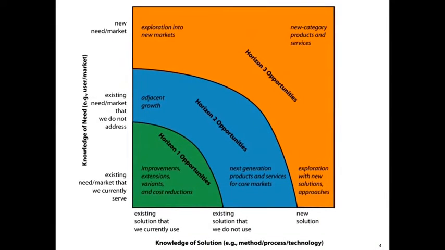So on the horizontal axis here, I've shown three different positions. One is, is the solution an existing solution that we already use? Is it an existing solution that someone uses but we don't yet use? Or is it a new to the world solution?